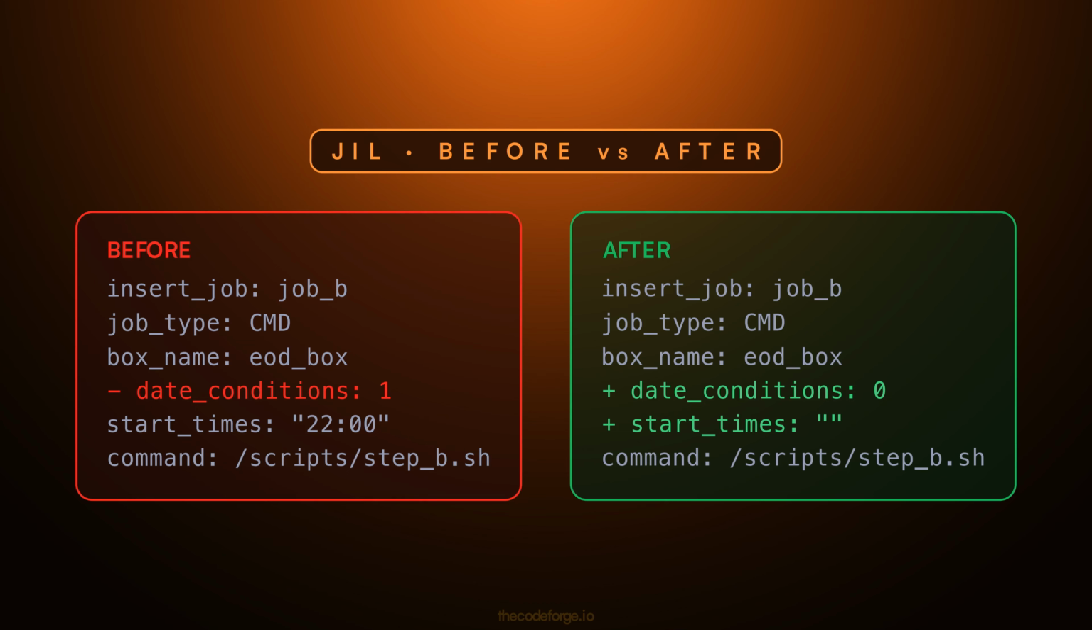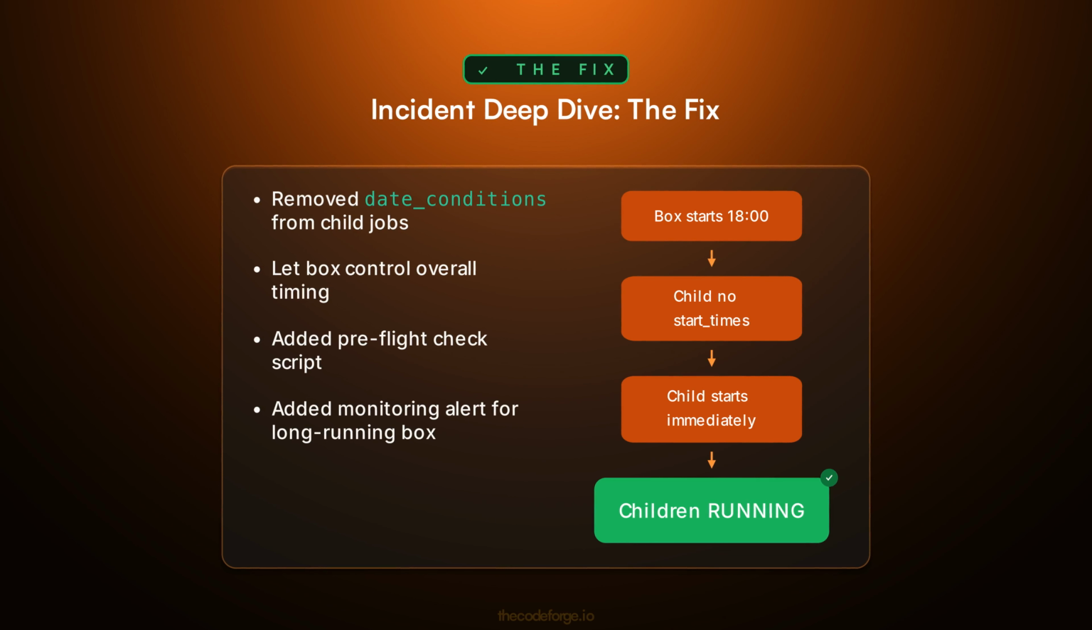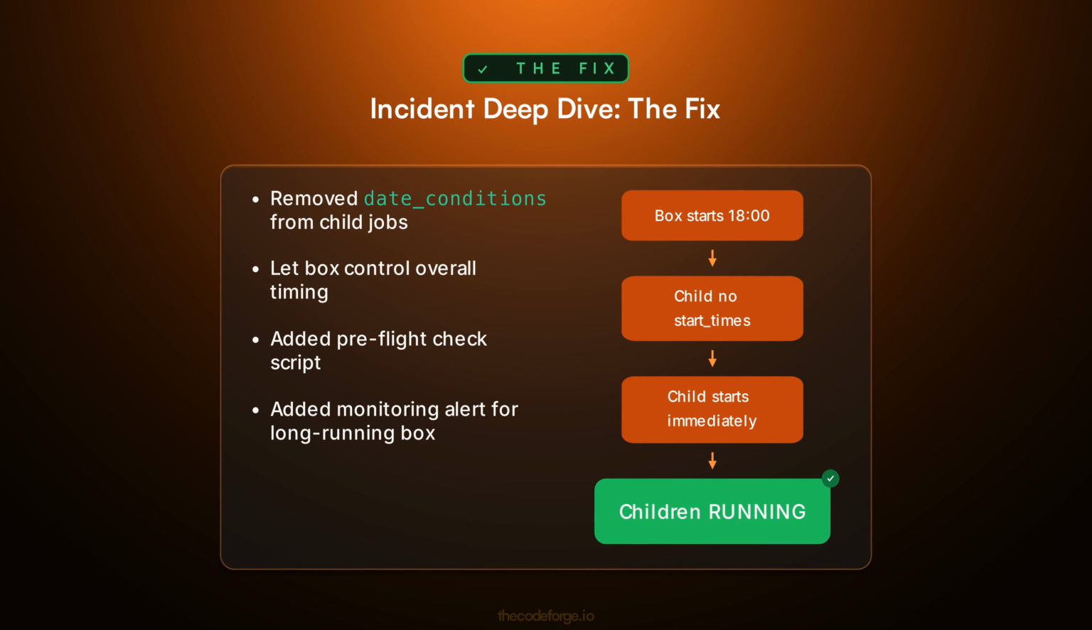The fix removed date conditions from child jobs, letting the box control overall timing. The fix was simple: remove date_conditions: 1 and start_times from all child jobs inside the box. The box's schedule controls timing. They also added a pre-flight script to flag child jobs with their own schedules and a monitoring alert if a box runs too long without children starting.